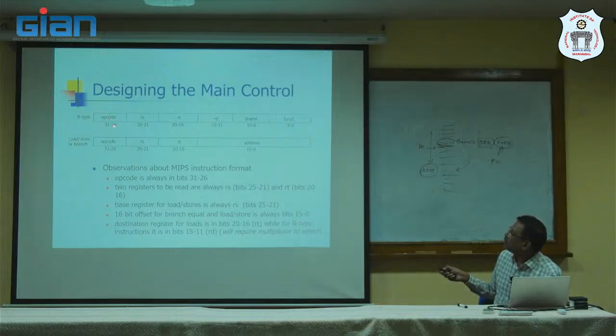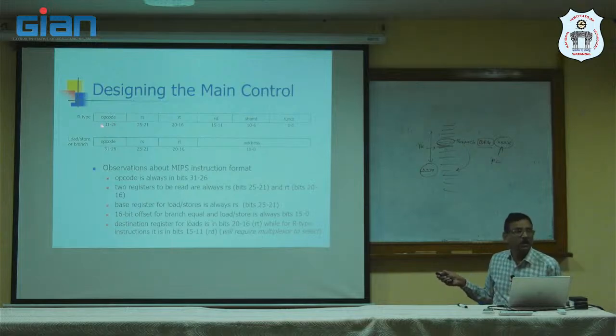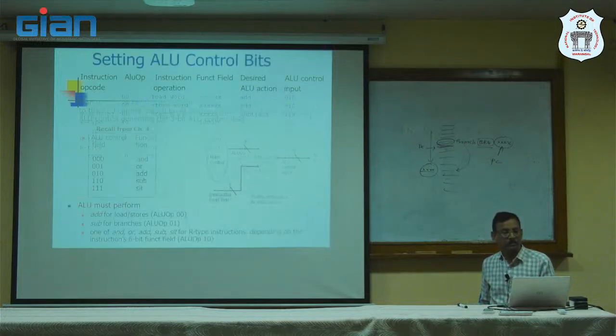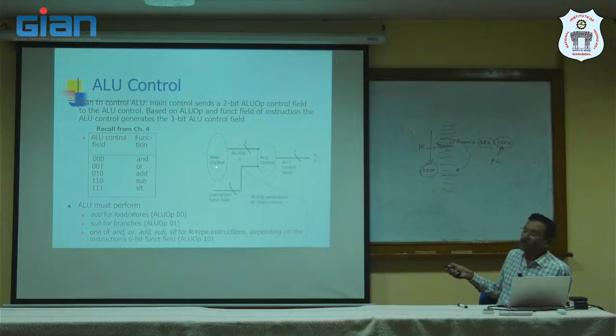This is how many bits? 6 bits. So these 6 bits are input to the main controller. These 6 bits are also input to the lower level, next level controller, the second level controller. So this is the main controller, with a 6-bit operation code.